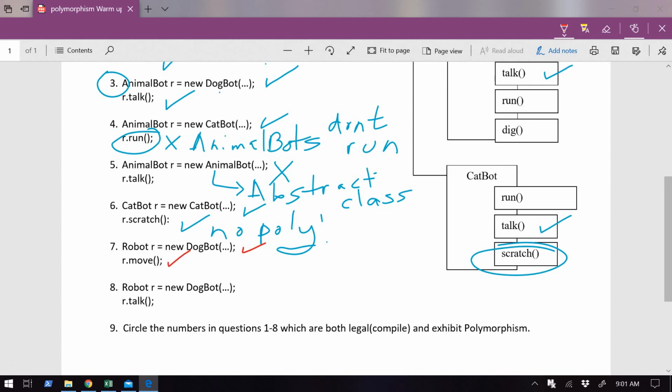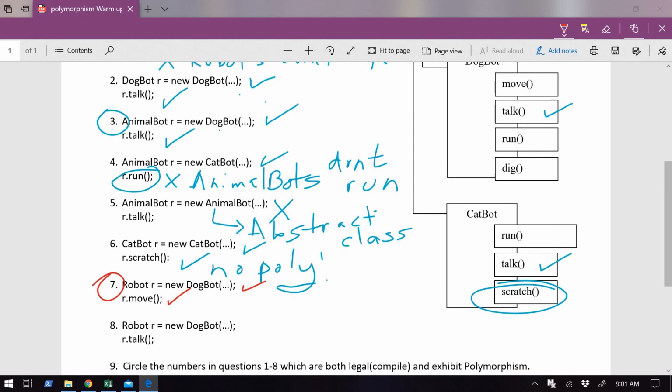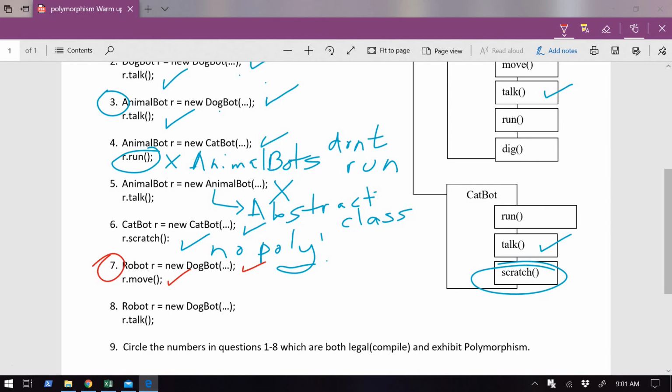How will this robot move? So this is going to be polymorphic. And the reason it's polymorphic is even though it's a robot and a robot can move, the way it moves is as a dog bot. Should actually capitalize that. It moves as a dog bot.